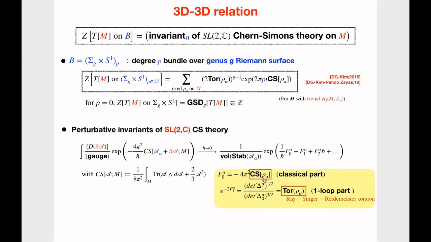This one is because this is the flat connection on the three manifold. So I think that would be a complex number, generally. Okay, so it's the complexified Chern-Simons then. Yeah, complexified Chern-Simons.